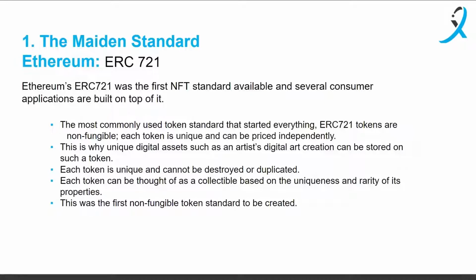The very first NFT standard that kind of made it big, this is what CryptoKitties was built on as well, is called ERC 721, and it's the most commonly used standard. It kind of started the whole NFT space. Each ERC 721 token is non-fungible. It's unique, and it can be priced independently, depending on what you place inside of it and the perceived value amongst the community or amongst other speculators within the field. This is why unique digital assets such as an artist's digital creation or digital art can be stored on such a token. The tokens can't be destroyed or duplicated.